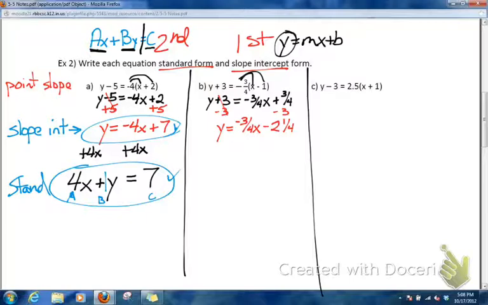So there you're done. That is slope-intercept form. Fractions are fine in slope-intercept form.